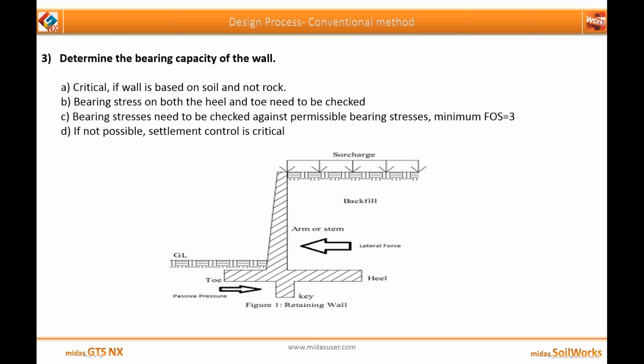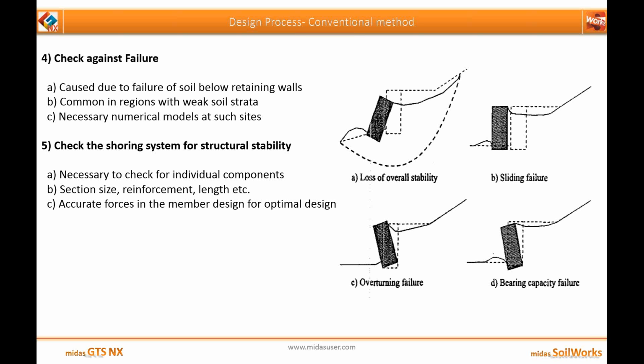Also, one needs to determine the bearing capacity of the wall. It becomes very critical if the wall is based on soil and not rock. Bearing stresses on both the heel and the toe need to be checked against permissible bearing stresses, and a minimum factor of safety of 3 is required. If not possible, settlement control becomes much more critical then.